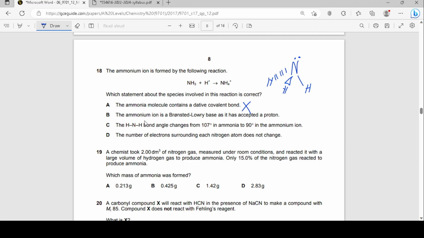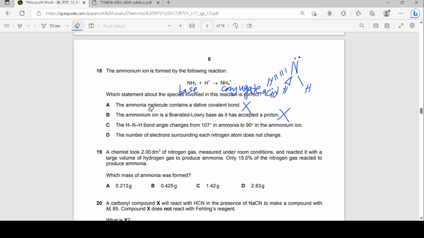That's wrong. Now B: the ammonium ion is a Bronsted-Lowry base as it has accepted a proton. That's wrong. We can see clearly here that NH3, the ammonia molecule, has accepted H+. So if anything, NH3 is the base and NH4+ is its conjugate acid. They should have said it's a Bronsted-Lowry acid. They said it's a base, which is wrong because the ammonia molecule is the Bronsted-Lowry base, not the ammonium ion. So A and B are both wrong.